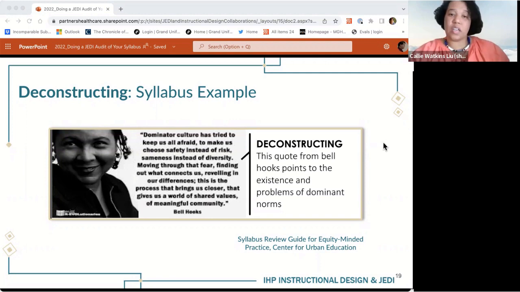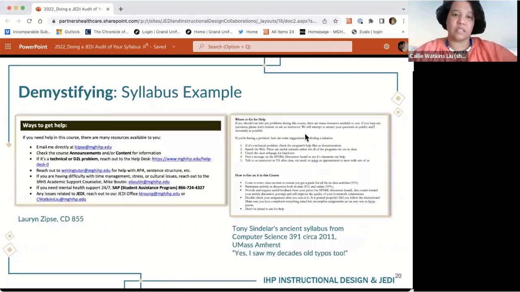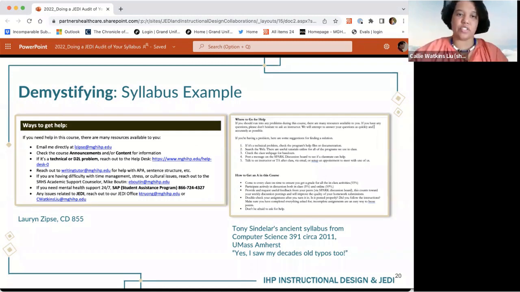All right, let's do the next one on demystifying. Demystifying is when all those things we're talking about, the hidden assumptions, the hidden curriculum, the hidden rules, the hidden values, we actually want to make all of that really explicit. So these are different ways that we demystify that process, all of those assumptions. We have two different examples.